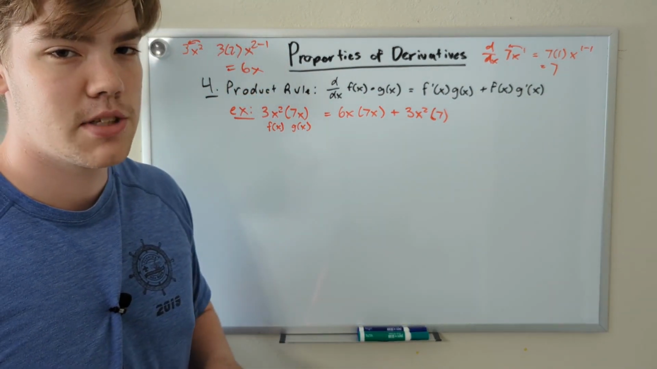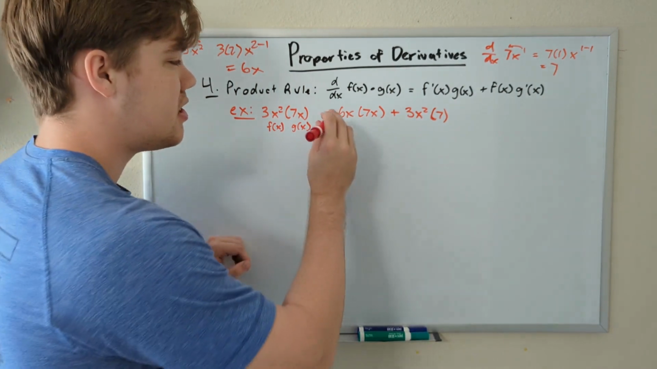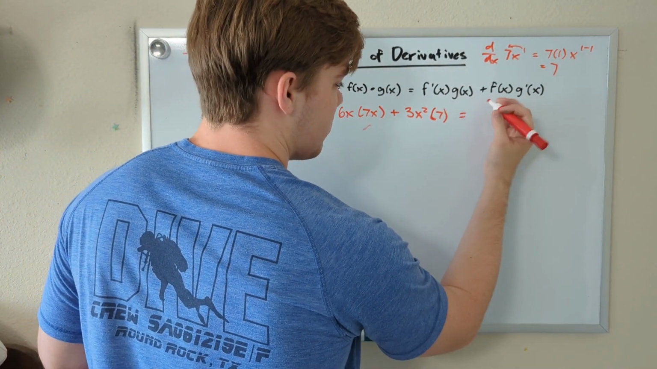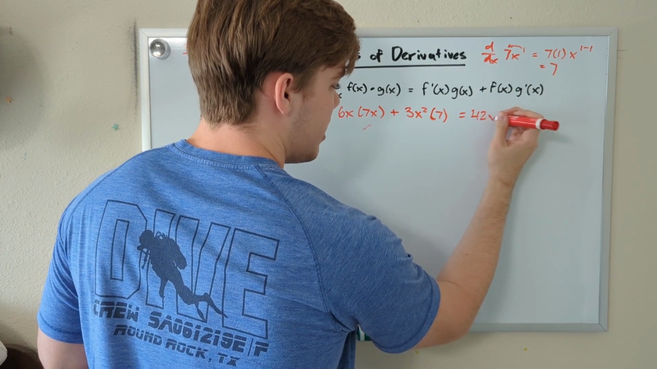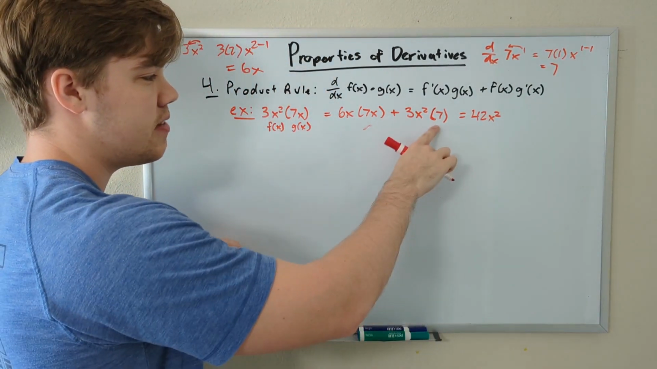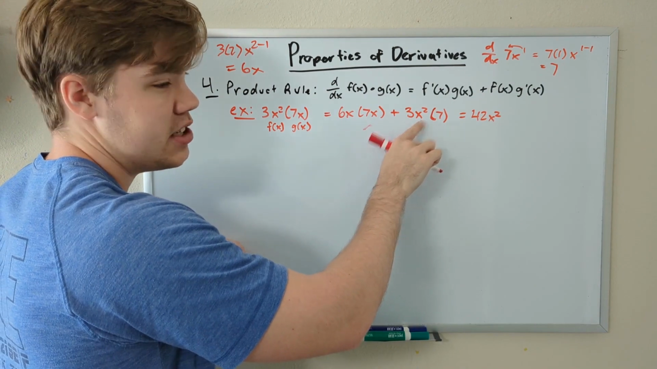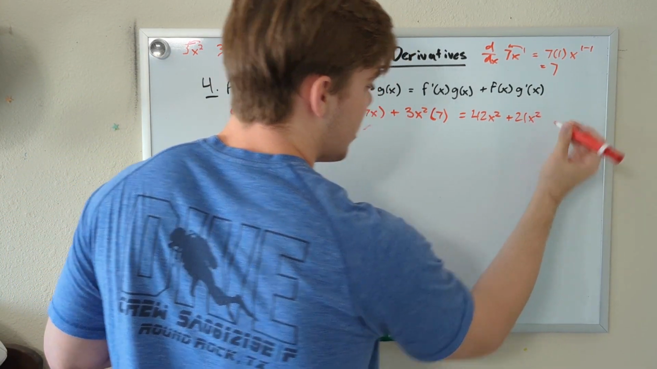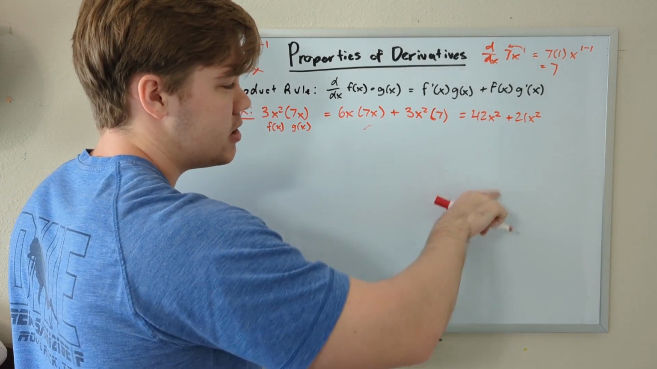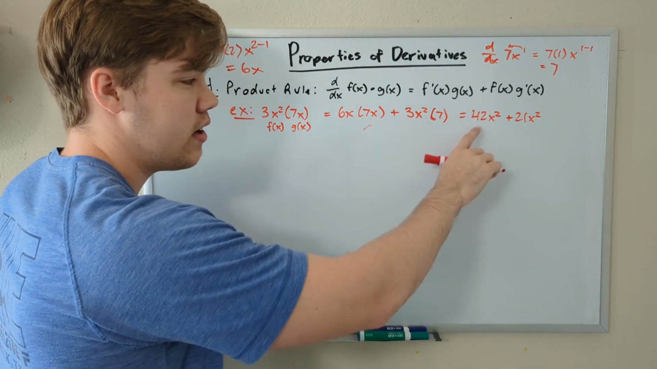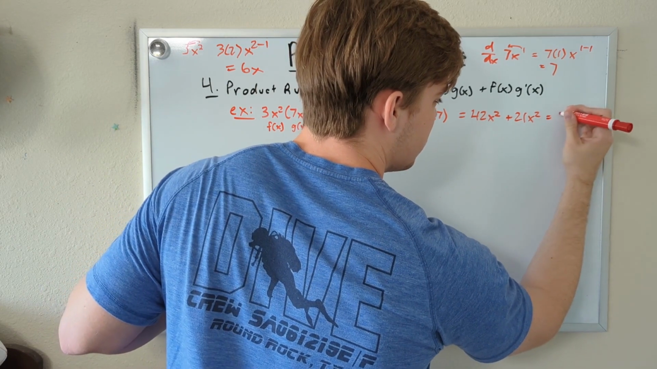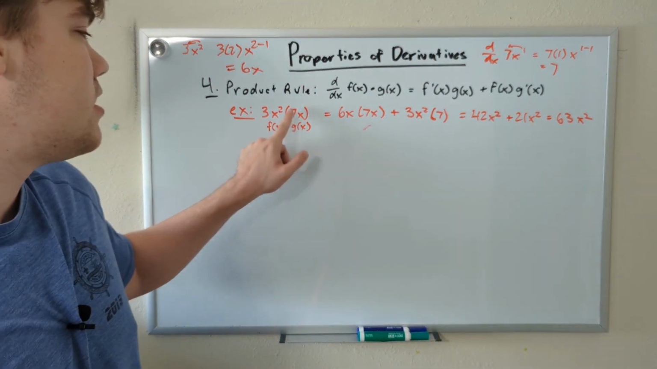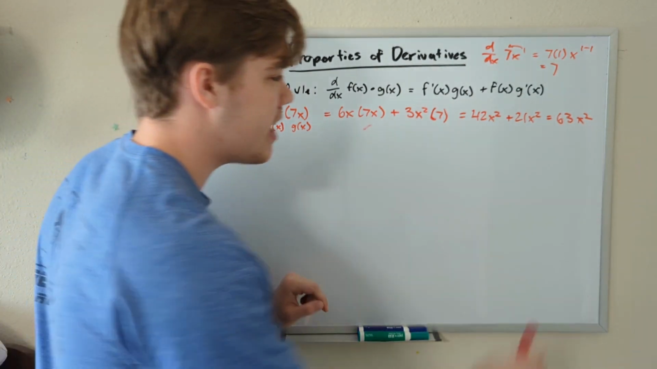And now it's just a matter of multiplying everything together and adding them. 6 times 7 is 42, and x times x is x squared. So the first part is just 42x squared. 7 times 3 is 21, and we just have an x squared. So this is now equal to 21x squared. And we have a common factor, which means we can just add these two together. 42 plus 21 is equal to 63. So the derivative of 3x squared times 7x is just 63x squared.